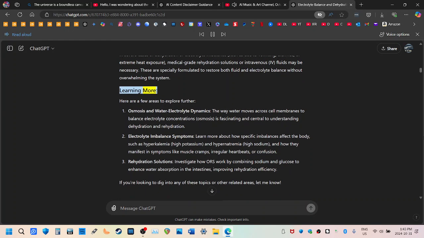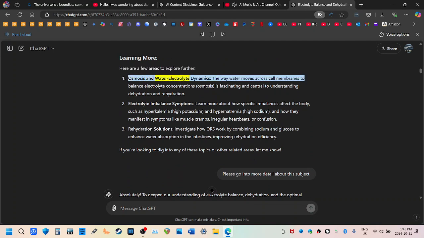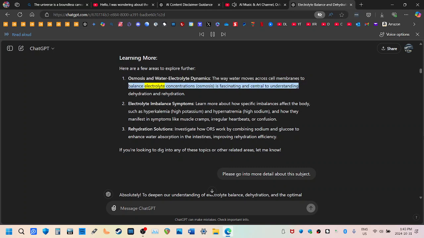Learning more. Here are a few areas to explore further. Osmosis and water-electrolyte dynamics. The way water moves across cell membranes to balance electrolyte concentrations, osmosis, is fascinating and central to understanding dehydration and rehydration.